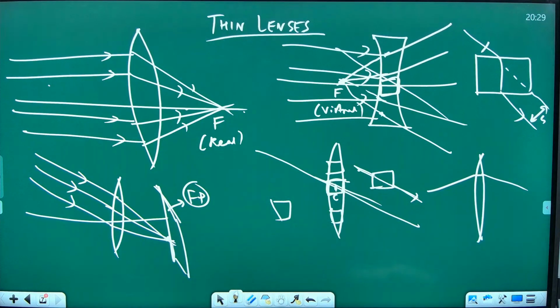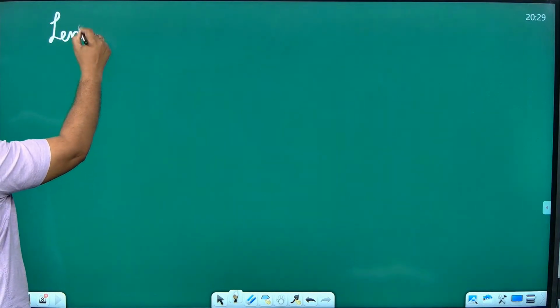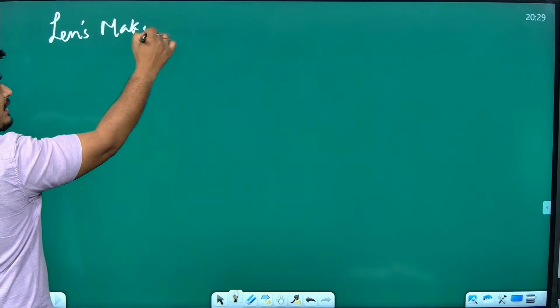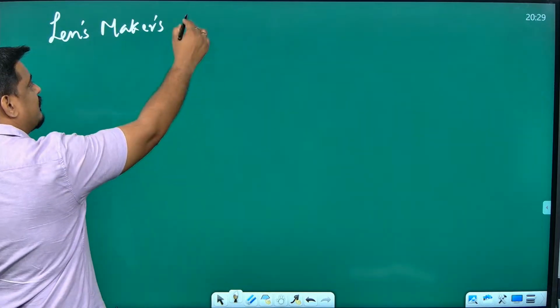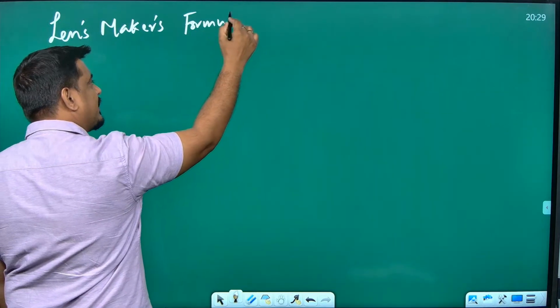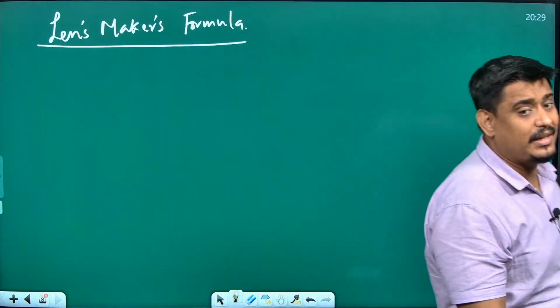Coming back. Now let us learn about the lens maker's formula. Again, a very important derivation. Today already one derivation we have made. The derivation is refraction through a spherical surface. Like that, this also is very important, the lens maker's formula.